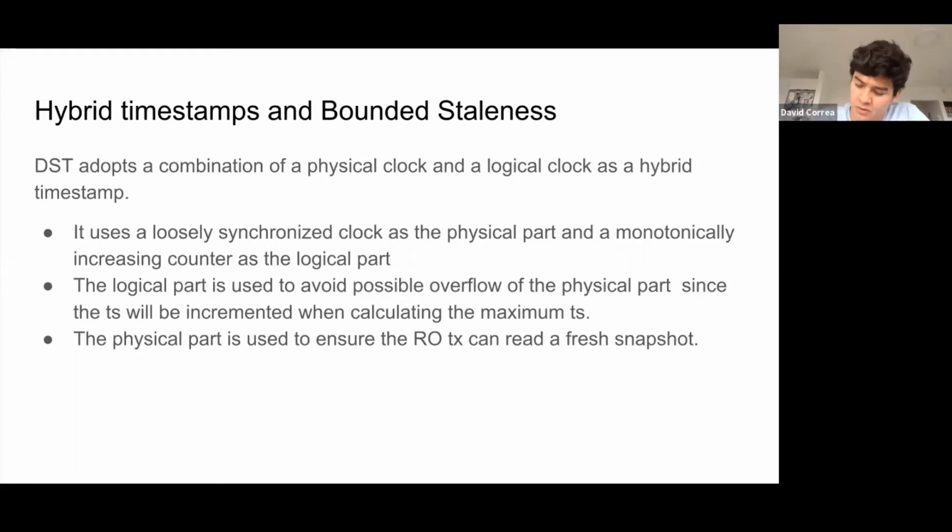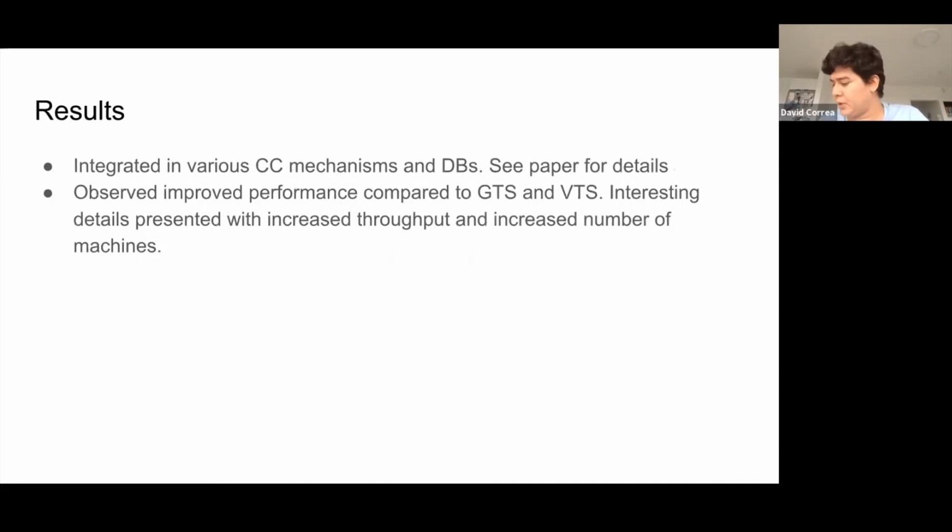The paper then goes on to prove theorems of bounded staleness, and it also talks about how this can be applied to multiple concurrency controls, not just two-phase locking. And it also talks about other protocols such as OCC and Rococo. And well, I didn't cover this in the presentation, but it talks about the results on various mechanisms and also the improved performance against JTS and BTS.